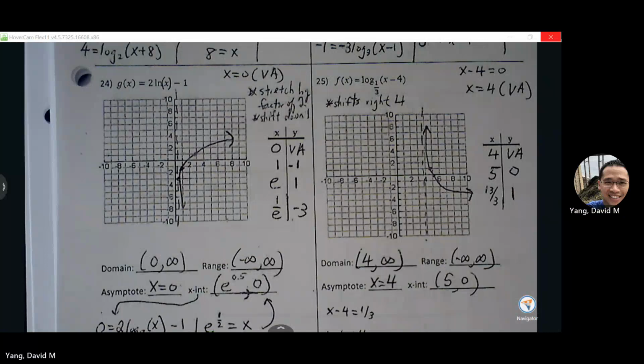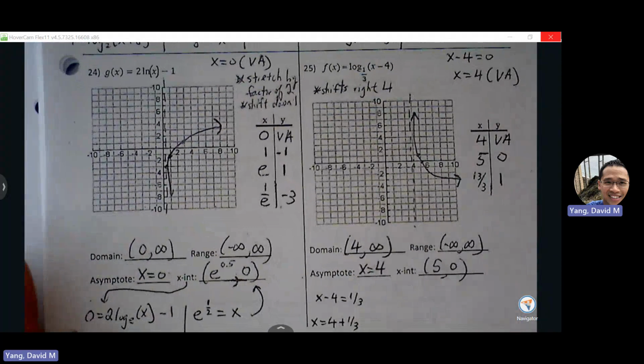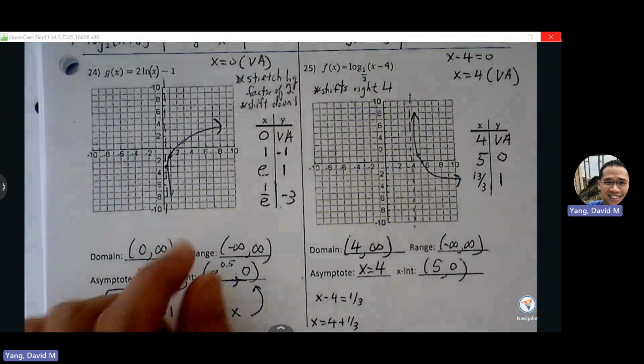If I plug in e for x, I get 2 natural log of e minus 1. What's the natural log of e? It's 1. Then 1 times 2 is 2, and 2 minus 1 is 1. So when we evaluate the expression, it'll naturally build in that stretch. You're not doing anything extra, you're just trying to find the ordered pair. That makes sense.